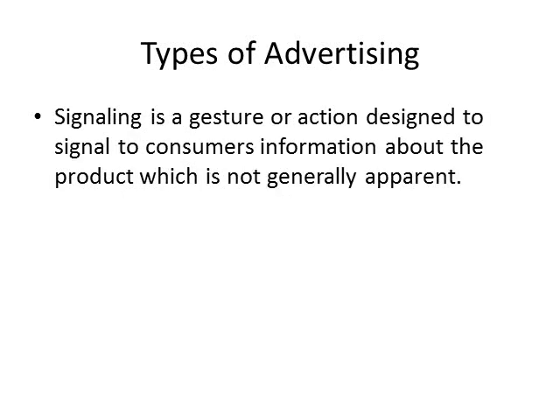Signaling is a gesture or action which is designed to communicate information to the consumer about a product which is not generally apparent from the item itself. For example, an attractive individual driving a sports car in an advertisement signals to the potential customer that driving the car will make them more attractive and carefree.